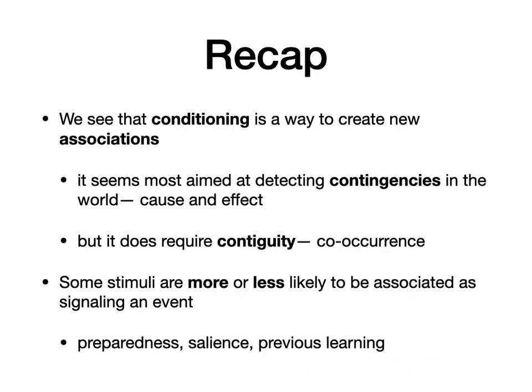So, to recap, we're seeing that conditioning is this way to create new associations, right? It seems primarily aimed at detecting at least contingencies in the world, cause and effect, this sort of hypothesis testing, this prediction testing. But it does require a bit of contiguity. Things have to occur together. Some stimuli are more or less likely to be associated as signaling an event. So preparedness, salience, previous learning, when certain things are preferred, right? When I taste something gross and I feel very sick later, yeah, that's an easier connection to make.